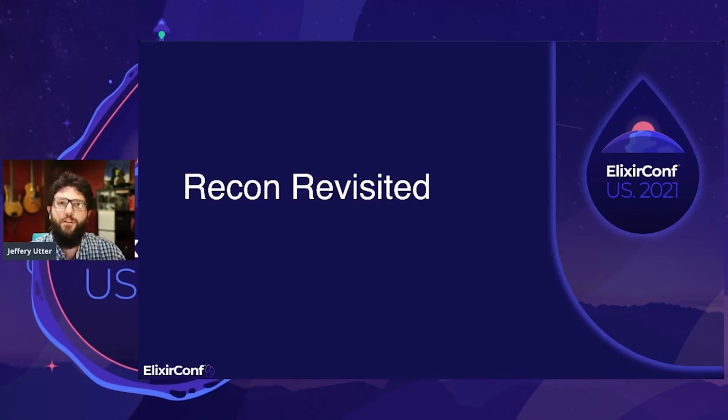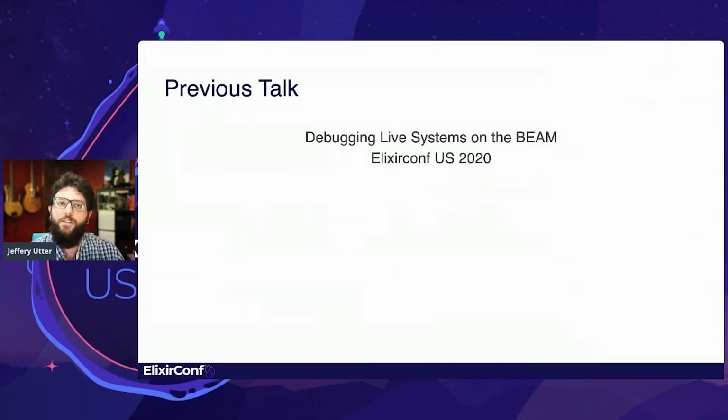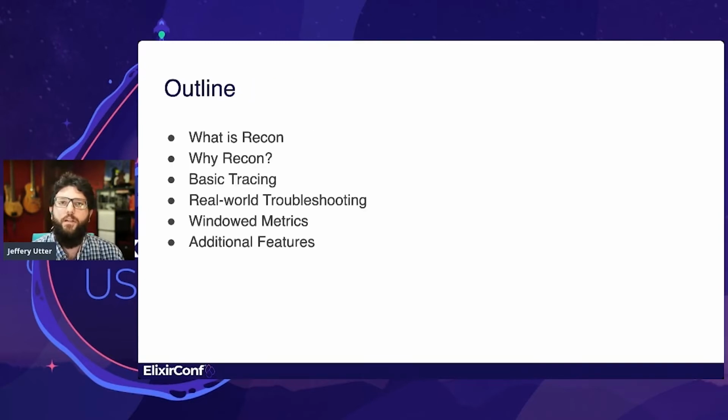The reason it's revisited is because last year at ElixirConf 2020, I gave a talk called Debugging Live Systems on the Beam. In that talk, we covered a lot of the lower level built-in functionality in the Beam for doing tracing. That includes the debug module and the Erlang trace function. And the punchline of that talk was sort of like, we have these built-ins, but you probably want to be using Recon for these. So today we're going to dive a little bit deeper into Recon.